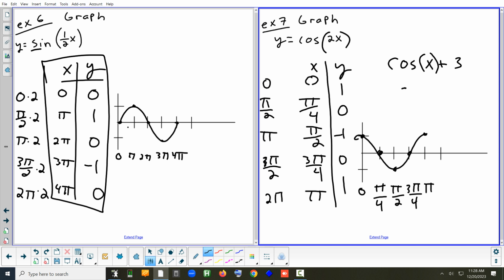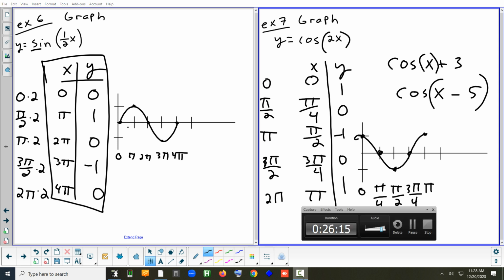In fact, on a test, you might see something like that, and that's a shift down 5. That is not a horizontal shift unless you group the letter and the number together. Now it's a shift right 5. Okay. Anything else on that?